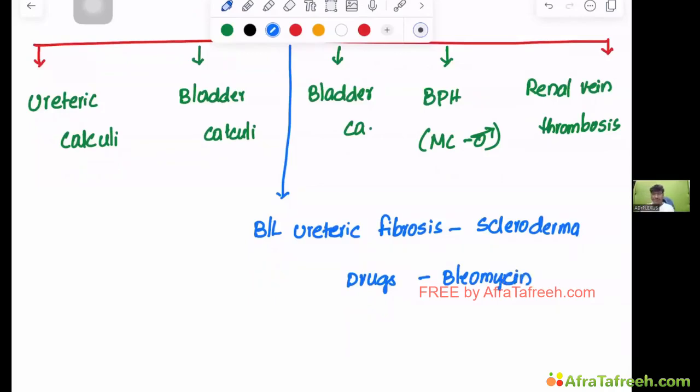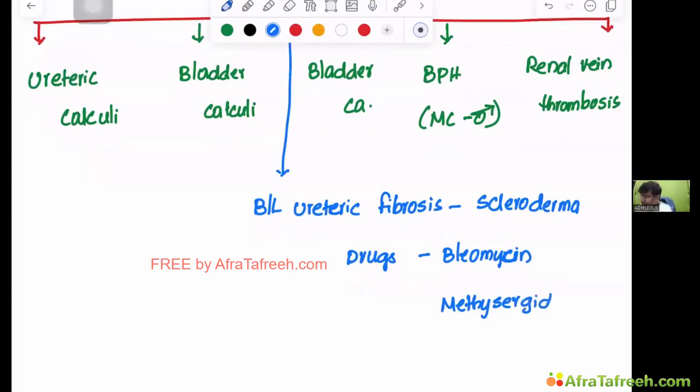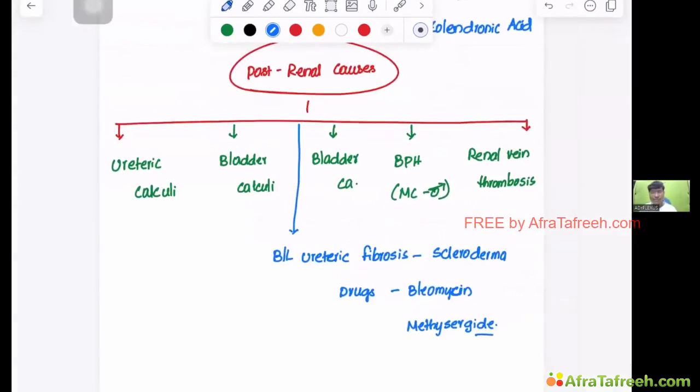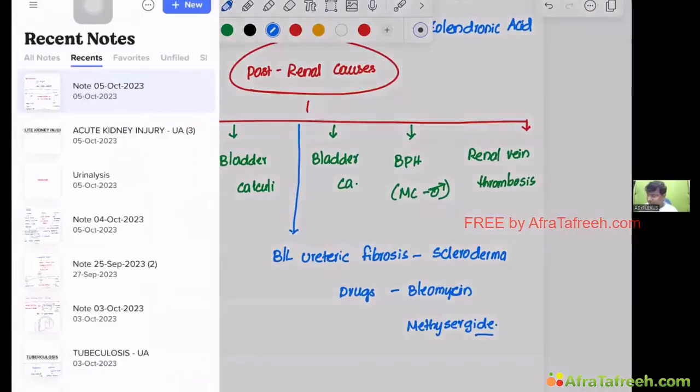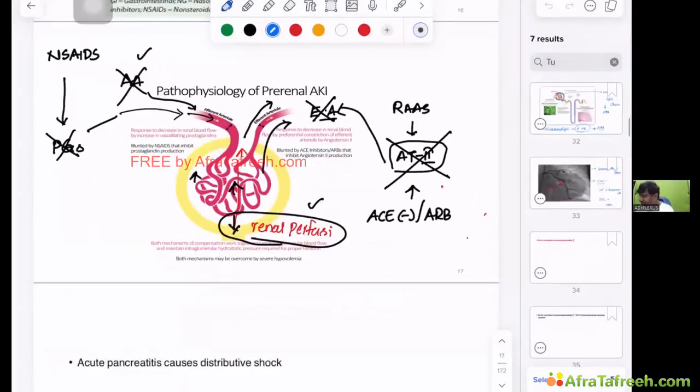Right, bleomycin. Okay, and another important drug is methysergide. Right, the other important drug is methysergide. So these are the two drugs which can cause ureteric fibrosis, that is bilateral ureteric fibrosis. Okay, so this completes the discussion of your post-renal type of acute renal failure. So whenever there is bilateral ureteric fibrosis, how will be the picture? I'll tell you, or I'll show you.